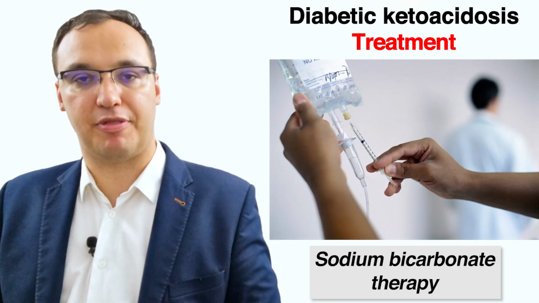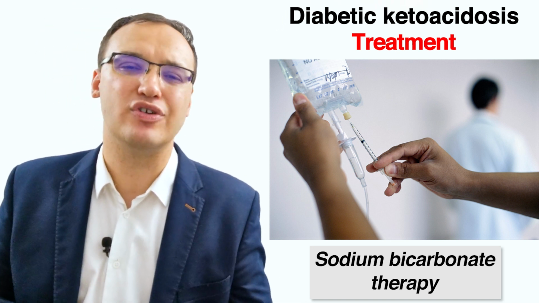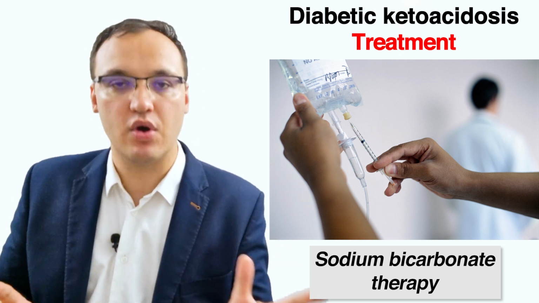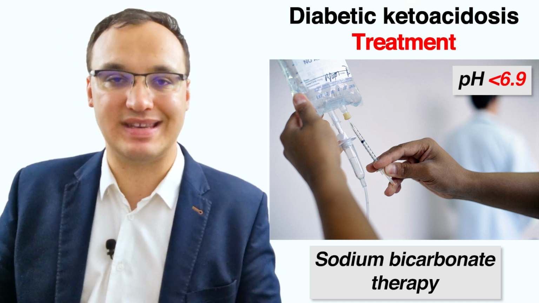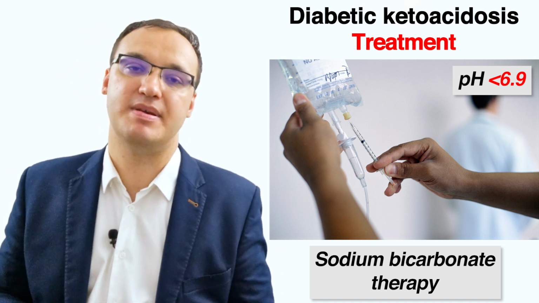So, sodium bicarbonate therapy can be used to help correct metabolic acidosis. However, the research on this type of treatment is very controversial. Still, we can say that in patients with an arterial pH of less than 6.9, the treatment with intravenous sodium bicarbonate would actually be beneficial.